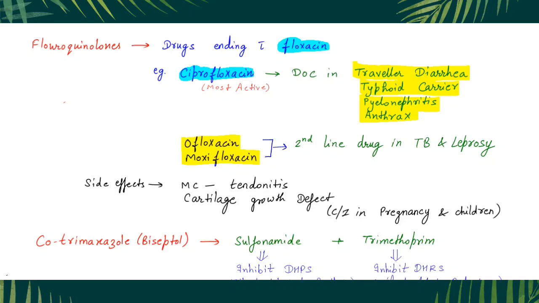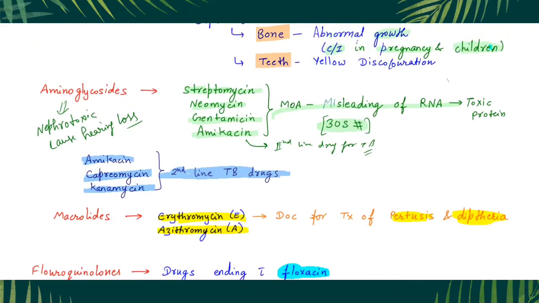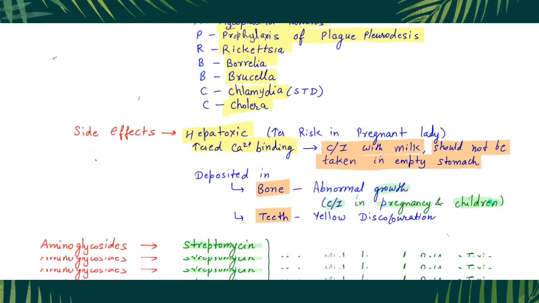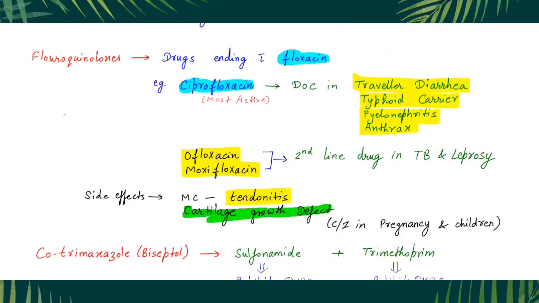I told you that drugs ending with floxacin are fluoroquinolones. What is the side effect? The most common side effect they cause is tendinitis. Another effect is cartilage growth defect. Who causes cartilage growth defect? That is fluoroquinolones. And who causes yellow coloration of teeth? Is it macrolide? No. Aminoglycoside? No. Yes, doxycycline or the tetracycline, they cause the yellow discoloration. And fluoroquinolones cause cartilage growth defect.